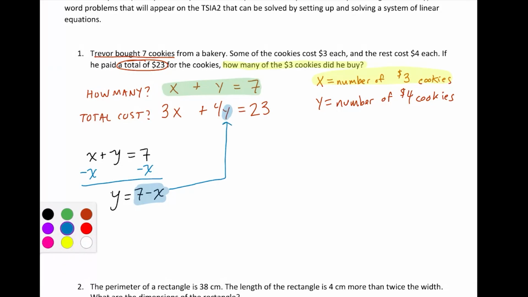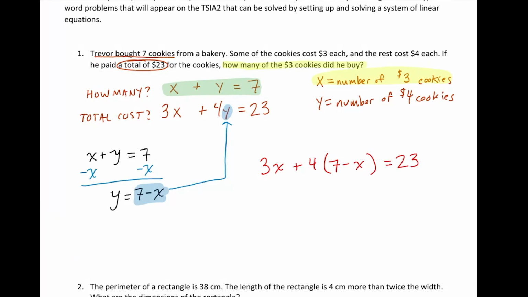So now I'm going to rewrite that second equation, but with that substitution in there. 3x plus 4 times, and instead of y, I'm going to write 7 minus x equals 23. And now we've got just one equation. We're solving for, really, we don't care how many $4 cookies there are, but once we get one, it'll be pretty easy to figure out the other one. This is just strictly asking for the $3 cookies. So now we just need to solve for x.